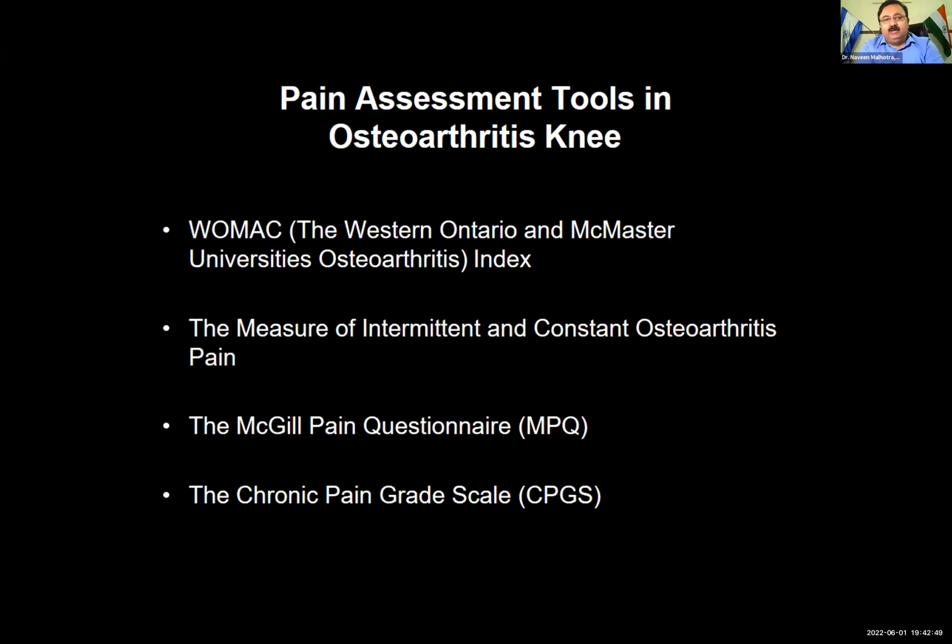The most common assessment tool which we use for osteoarthritis knee is the WOMAC scale, the Western Ontario and McMaster University Osteoarthritis Index. Sometimes we exclude some parameters from the WOMAC index because they are not applicable to the Indian context. There are other scales also, like the McGill Pain Questionnaire and the Chronic Pain Grade scale. Depending upon your own choice, you can choose, but WOMAC is quite popular.